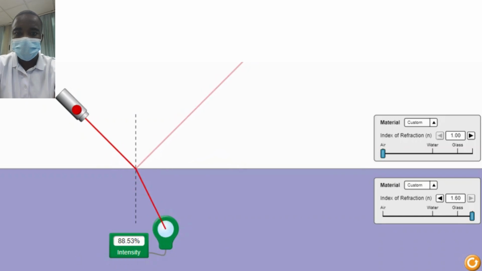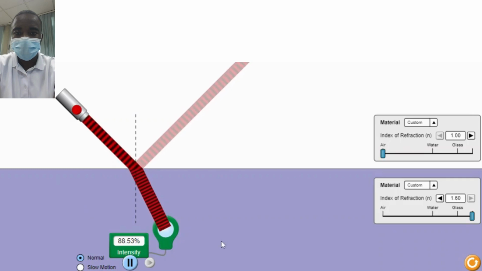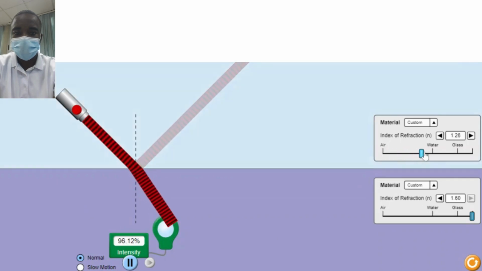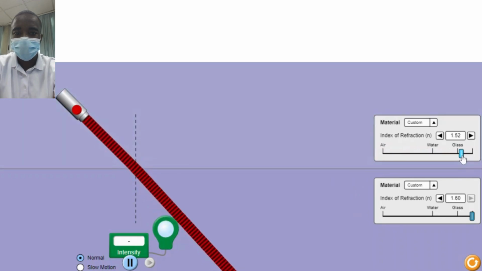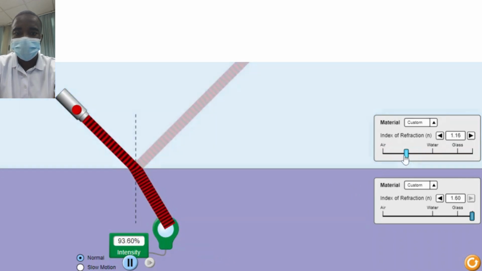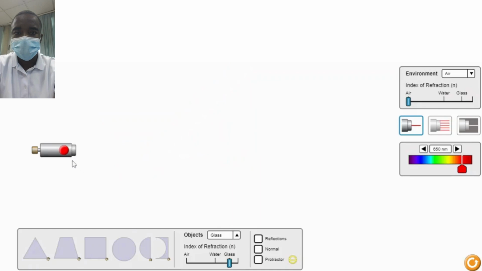White light is composed of a spectrum of colors, each with a different wavelength. When white light passes through a prism, it is separated into its constituent colors due to the different indices of refraction for different wavelengths. Students can observe how the colors of the spectrum are dispersed as they adjust the shape and material of the prism.